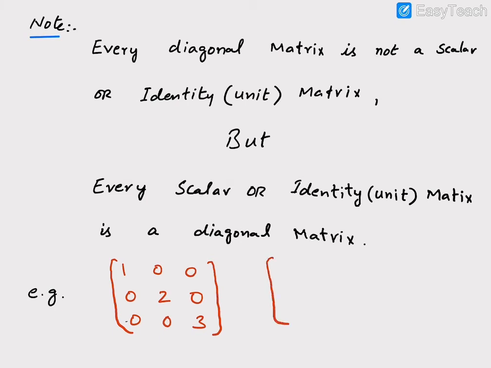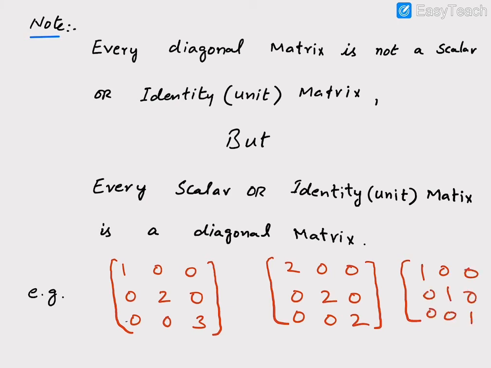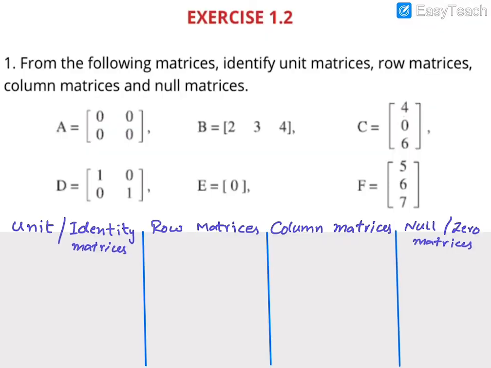Now this one, 2 0 0, 0 2 0, 0 0 2. This one is a scalar matrix and diagonal also. 1 0 0, 0 1 0, 0 0 1. This is identity matrix and diagonal also. So all diagonal matrices are not scalar or identity, but all identity or scalar matrices are diagonal matrices. Okay guys, now let's do exercise 1.2.